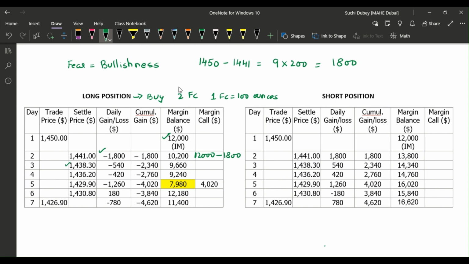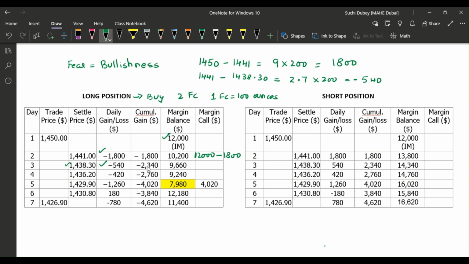Again it has gone down, which means it is a loss for me. Why is it a loss? Because yesterday the price was 1441, and today, at the end of the day, the price has become 1438.30, right, on the third day. How much is the difference? The difference is coming as 2.7 times 200. This means altogether 540. Again, it's a loss for me.